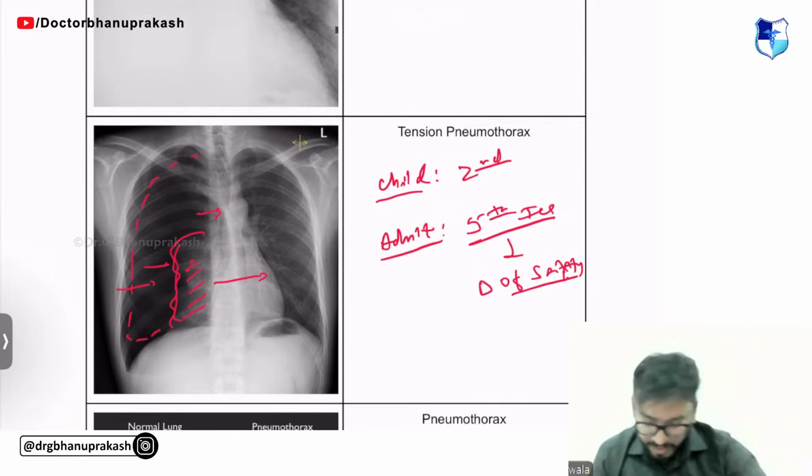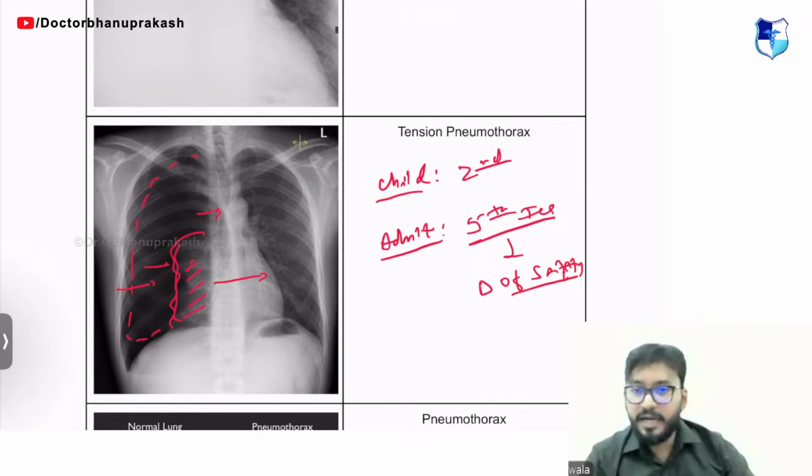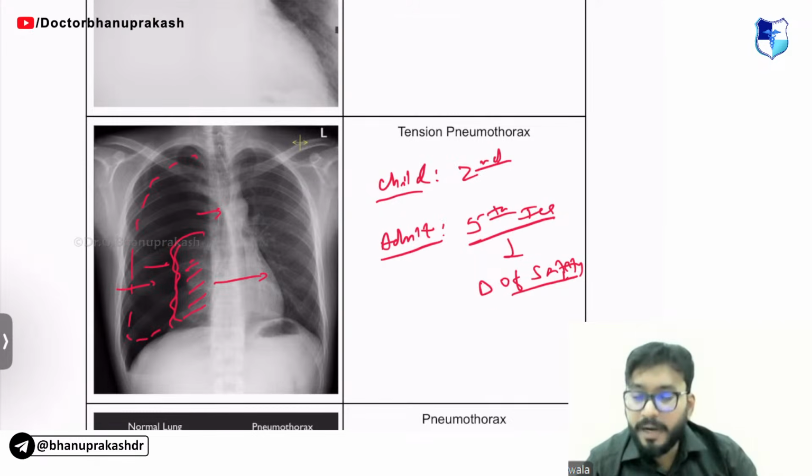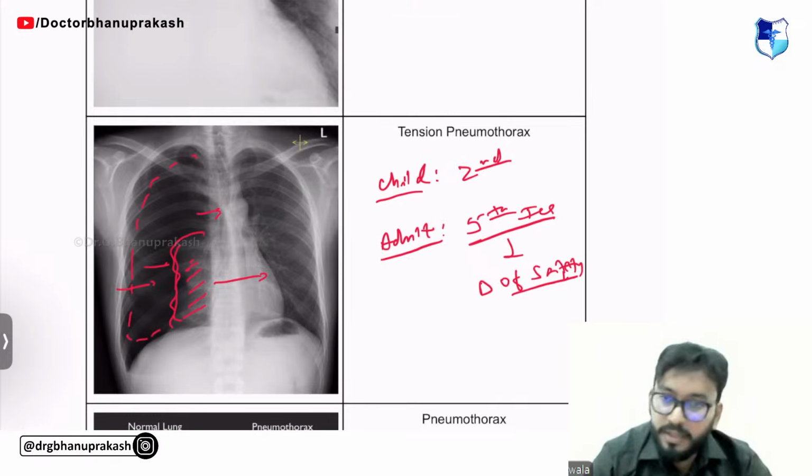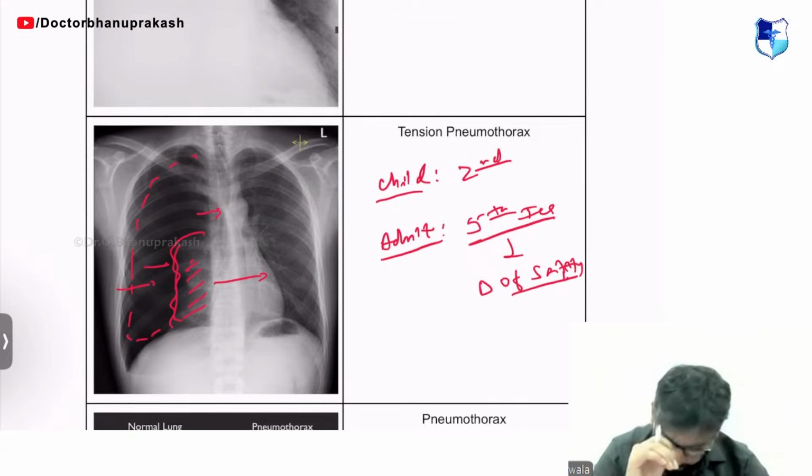Where is the triangle of safety? It is on the lateral aspect, guys. It is bounded anteriorly by your pectoralis major, posteriorly by your latissimus dorsi, and the base is formed by the rib. Okay, fifth rib.